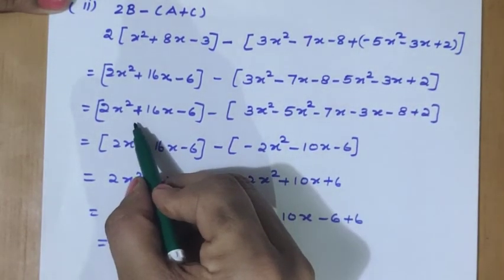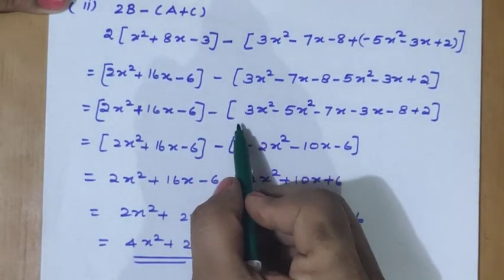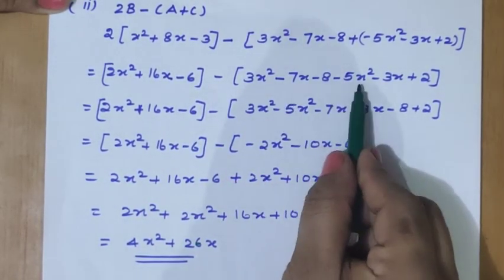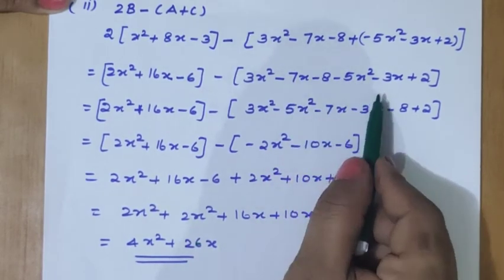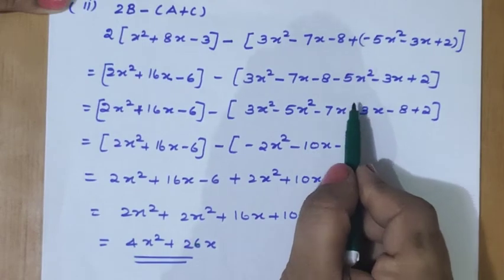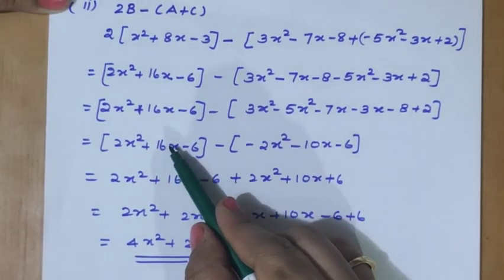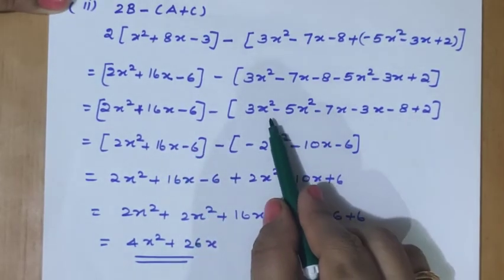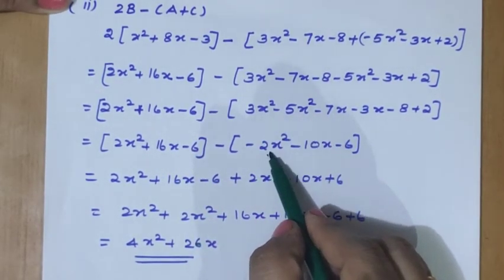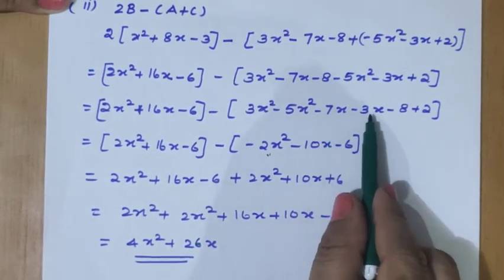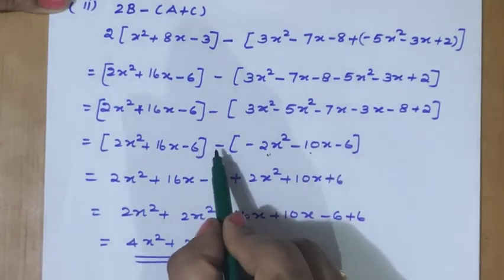Now this I am keeping the same: 2x square plus 16x minus 6, minus bracket starts, 3x square and minus 5x square we have grouped here, minus 7x and minus 3x we have grouped here, then minus 8 and plus 2. Now the first part is the same only. Here, what is the simplification? 3x square minus 5x square, what is the answer? Minus 2x square, minus 7x minus 3x is minus 10x, minus 8 plus 2 is minus 6.